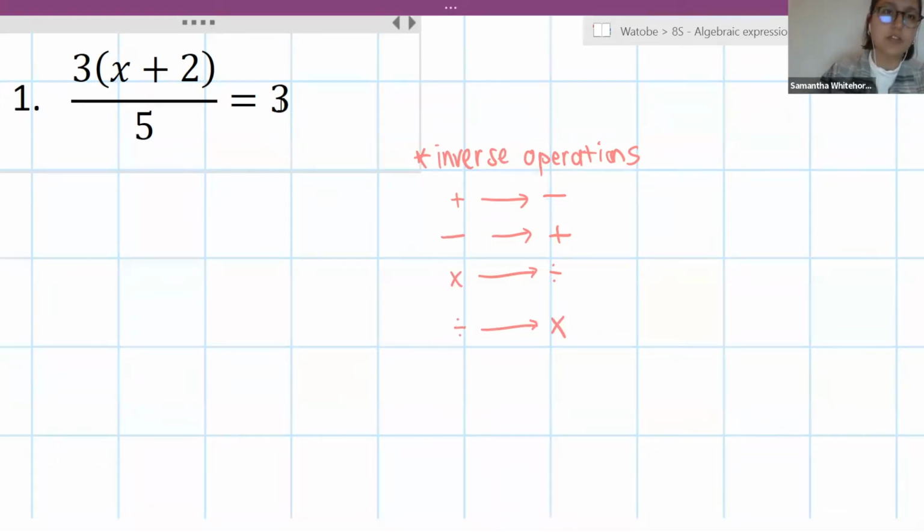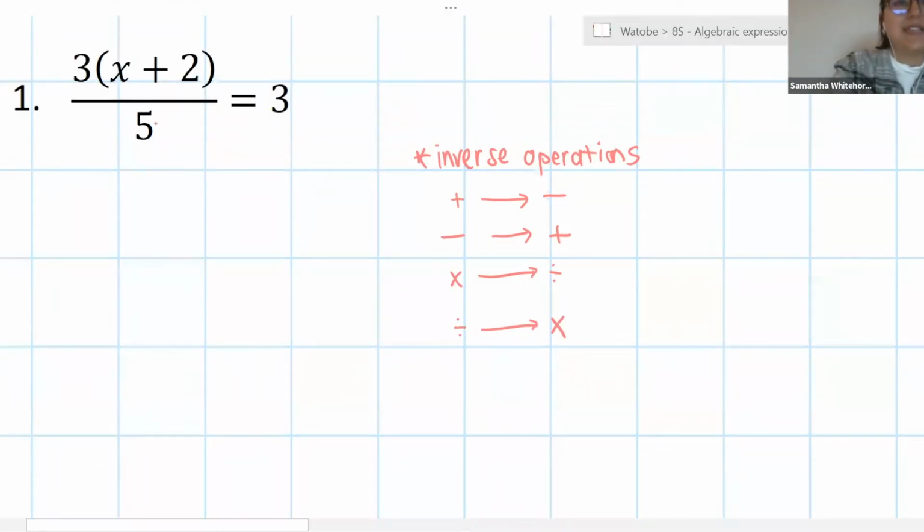So the first inverse operation I'm going to start with is dealing with this denominator. Now, because it's a fraction, it is telling me that I'm taking the numerator being divided by the denominator. So I was doing division, that was my original, which means that I now need to do the inverse and multiply. So the first thing I'm going to do is multiply by 5. That gets rid of that denominator.